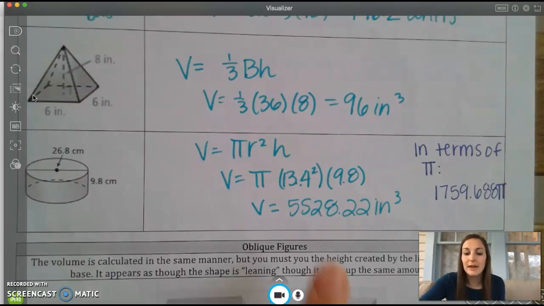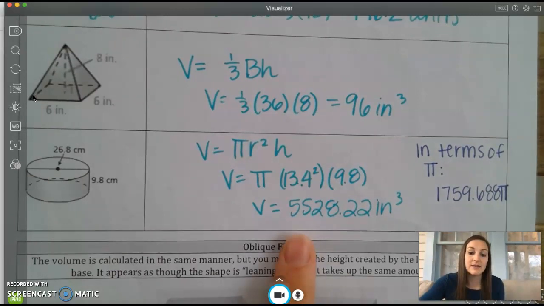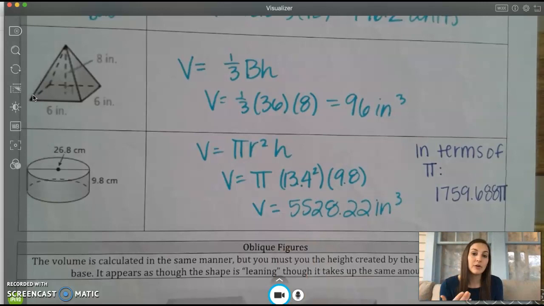So then if we want our final answer, we get 5,518.22 inches cubed. Be careful if we're looking for a decimal to the 100th, 1,000th, whole number. Just double check your directions on that.